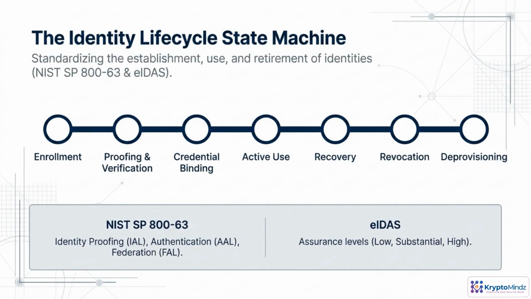At the lifecycle level, identity behaves like a state machine. A user is first enrolled, then proofed and verified. Once you trust the attributes, you bind them to credentials that can be used for authentication. During active use, most of your login, authorization, and KYC reuse happens. Recovery handles lost devices or forgotten credentials without forcing users to restart from zero. Revocation cuts off credentials that should no longer work, and deprovisioning retires the identity record itself, aligning with NIST 800-63 and eIDAS assurance expectations.